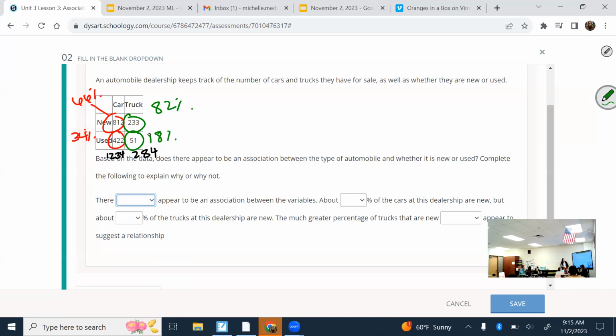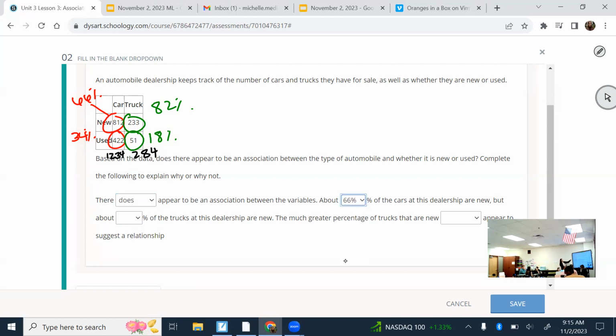So do you guys think that there is an association about the type of automobile that's bought, whether it's a car or truck, and whether they like to buy a new or used? Do you think that there's a relationship? Based on those percentages now? Yeah. I think so. I would say there does appear to be an association. About blank of the cars at this dealership are new. What percent of the dealership cars are new?